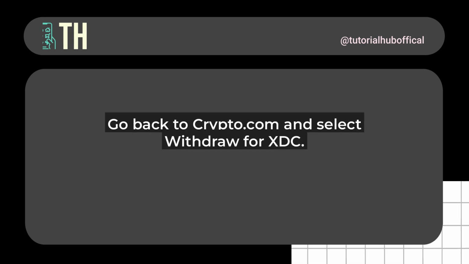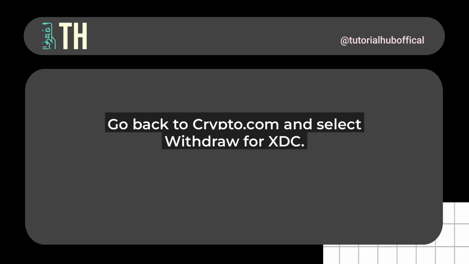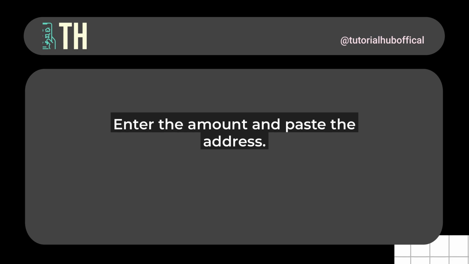Now, head back to crypto.com. In the XDC wallet, select the Withdraw or Send option. Paste the Coinbase wallet address into the recipient field, then enter the amount of XDC you want to transfer. Don't forget to review the network fees. For XDC, it's usually on the XDC network, so select that if prompted.